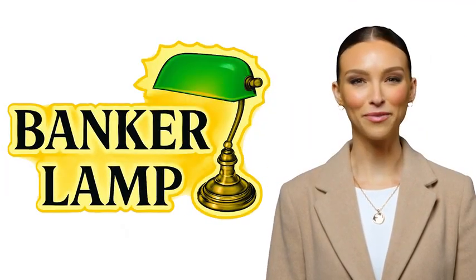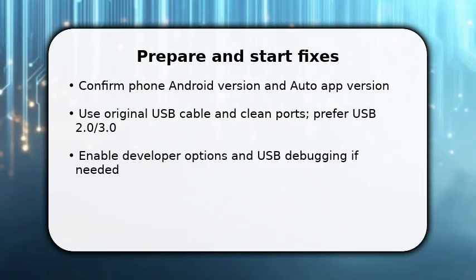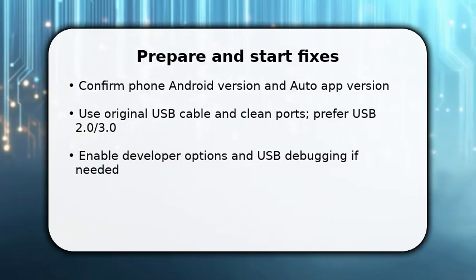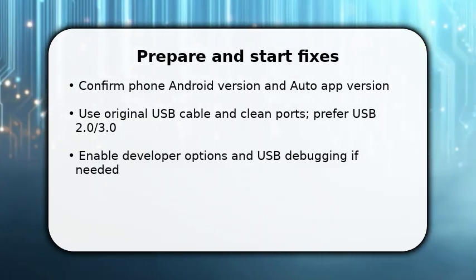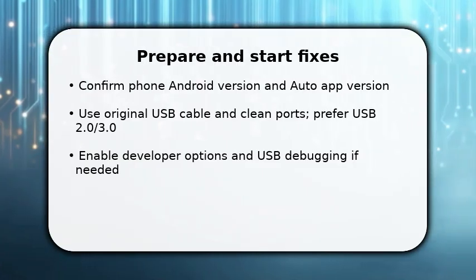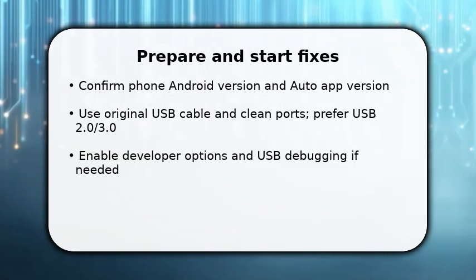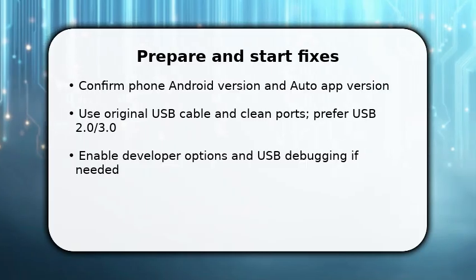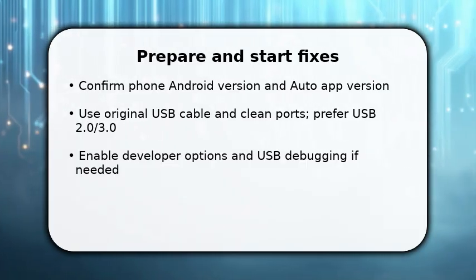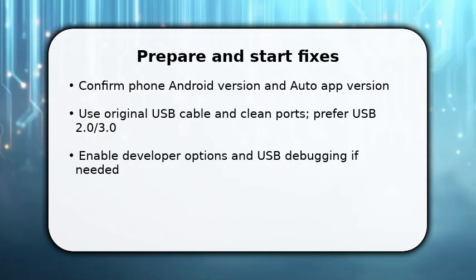Please enjoy the video. You begin by verifying prerequisites so you don't chase noise. First, check your phone Android version and update the Android Auto app. Outdated software breaks handshakes. Next, swap to the original or a high-quality USB cable and inspect both ports for debris.